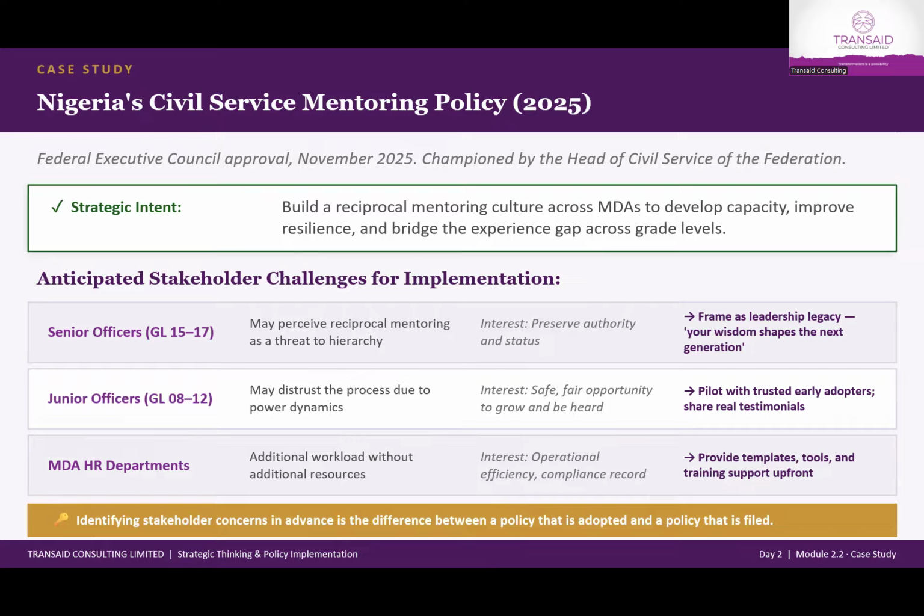Remember that on day one, we discussed unintended consequences. So these are some of the things you identify. Which concerns will these people have about this reciprocal mentoring? The senior, the junior, what do we do to have all that put together?